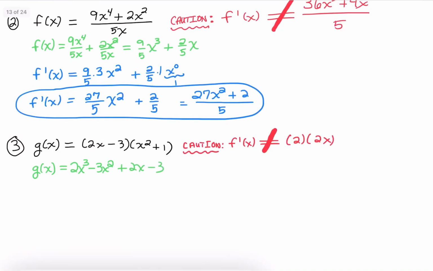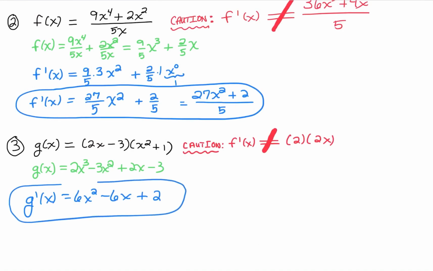Once we do that, now we can take our derivative term by term. Hopefully you're at a point where you can cruise through these basic power rules. So 6x squared minus 6x to the first plus the derivative of 2x, which is 2, and the derivative of a constant goes to 0. So there's our derivative.